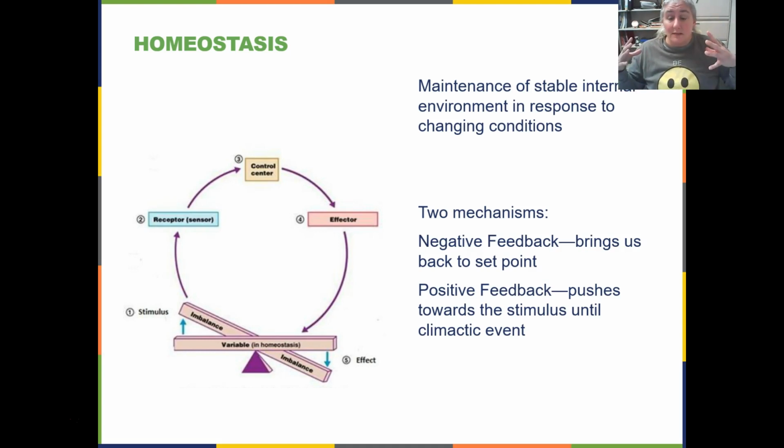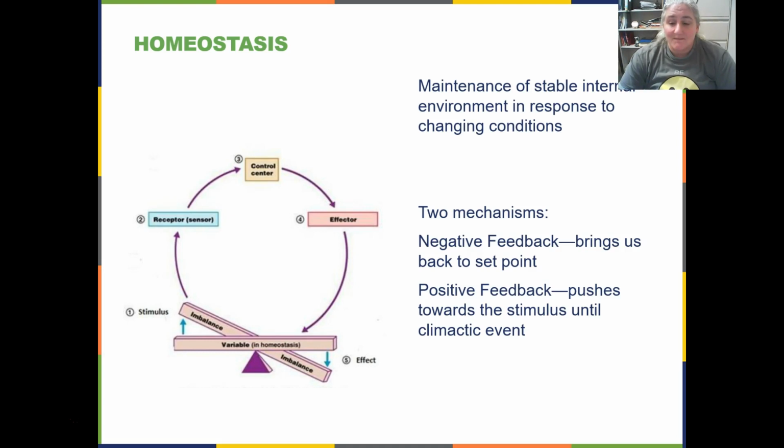So your cells took in glucose, they built up this molecule called glycogen, and now they're going to break down that glycogen and release it back into the blood so that you now can bring your blood glucose levels back to homeostasis. That's how homeostasis works. There are two types of homeostasis. Negative feedback, which is the most common form of feedback, and then positive feedback.